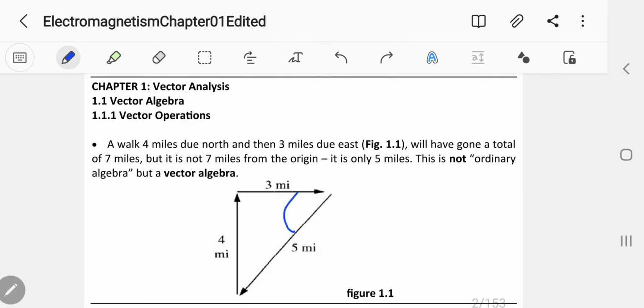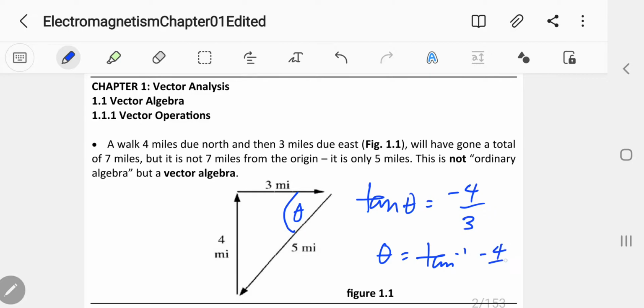So here you can find the theta. How do you find the theta there? Tangent theta would just be equal to negative 4 over 3, or theta would just be tangent inverse of negative 4 over 3. It will give you a negative angle. That means the angle is measured below the horizontal. So the direction is south of east.